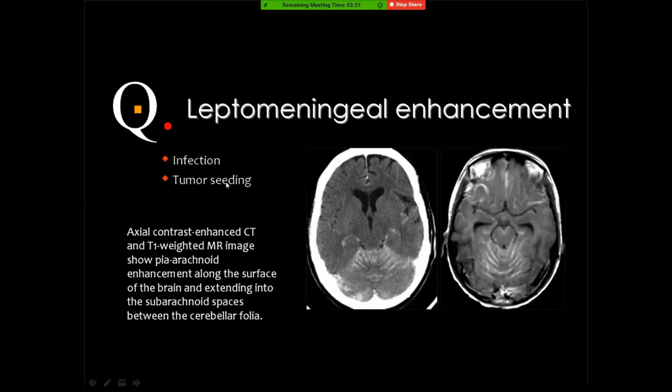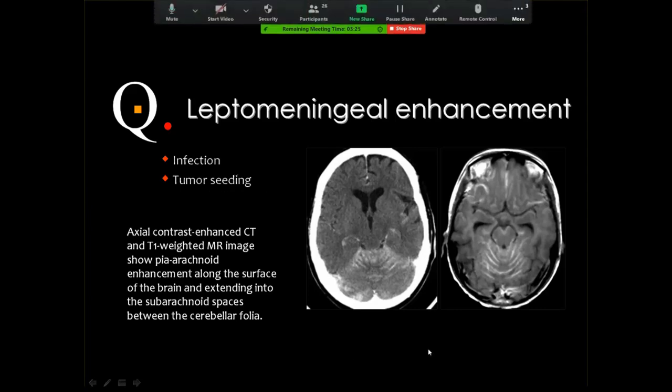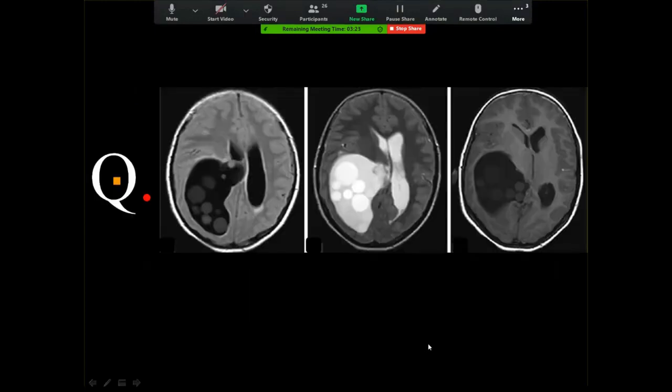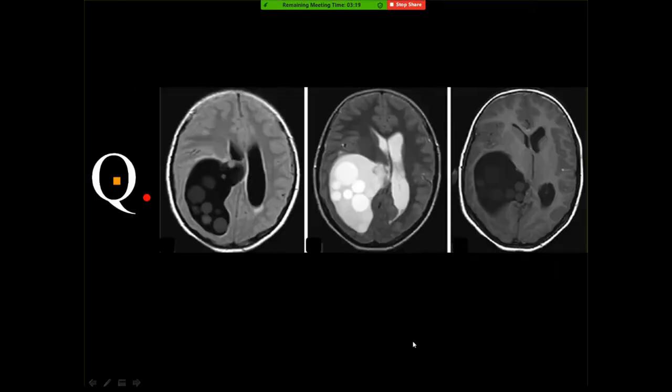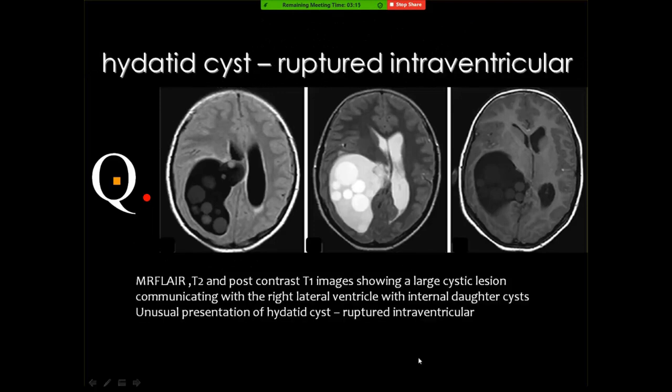Diagnosis: infection and tumor. In the infection, you consider TB and sarcoid. In the tumor, you consider metastasis. It's very good. Hydatid cyst. Yes, hydatid cyst presentation.